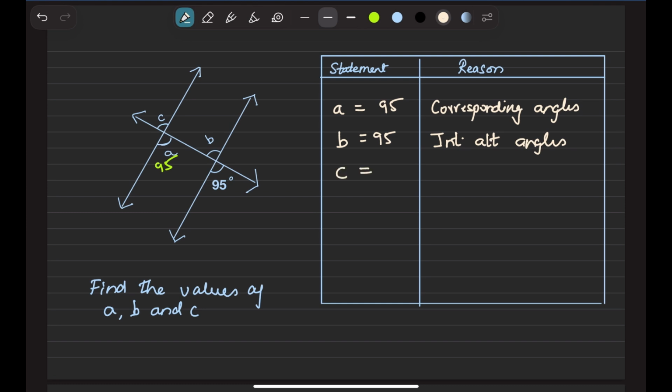Next one, we found A and B. Okay, now what is C? C is over here. Okay, it is either vertically opposite to A, so it is 95, or we also found out B. B is also 95, we just found it out. So B and C are corresponding angles. So you can write C is equal to B, which is 95, corresponding angles. I'm not writing the full spelling here, guys. I don't want to waste your time also. So ABC we have found.